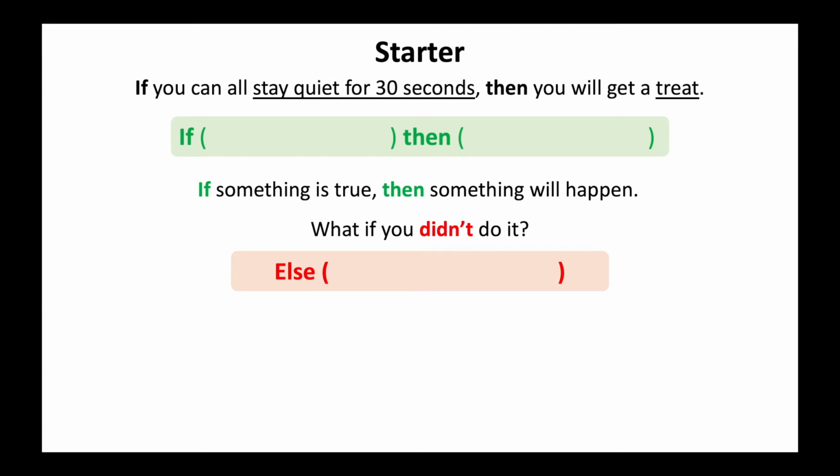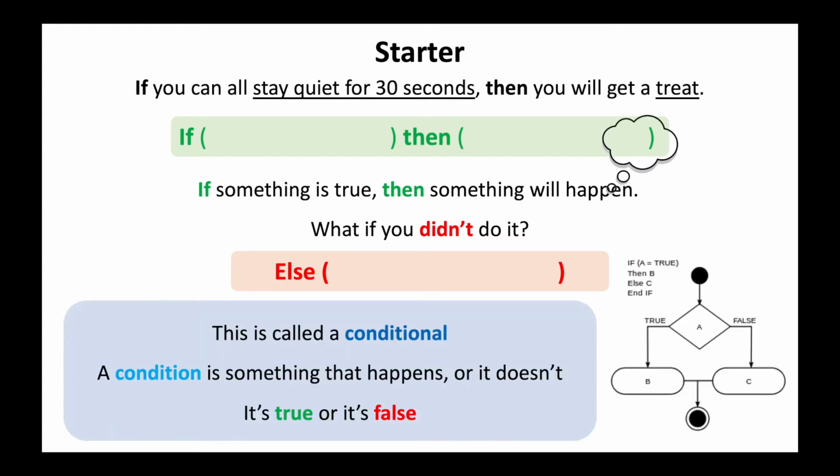So if you all stay quiet for 30 seconds, then you will get a treat. Else, you will not get a treat and you will miss your break time. So think of else as another word for otherwise. This is called a conditional. A condition is something that happens or it doesn't. It's true or it's false.